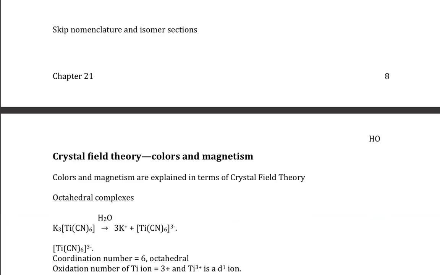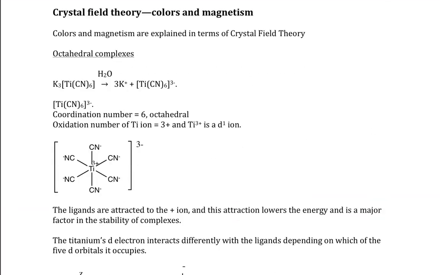Okay, our next topic is the crystal field theory, where we can understand colors and magnetism. So we will talk about the octahedral complexes, then we will talk about tetrahedral complexes, then square planar, and then linear. So starting off, octahedral complexes.